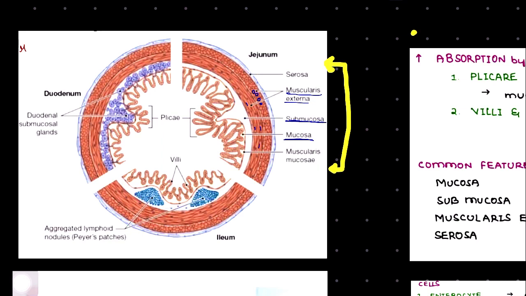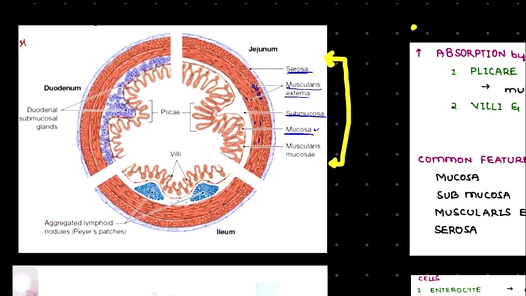Moving further, the outermost one is our serosa. So talking about similarities, we have the innermost one, the mucosa, and the outermost one, the serosa. Similarly, outer to the mucosa we have the submucosa, and then the muscularis externa. Now these are similarities.